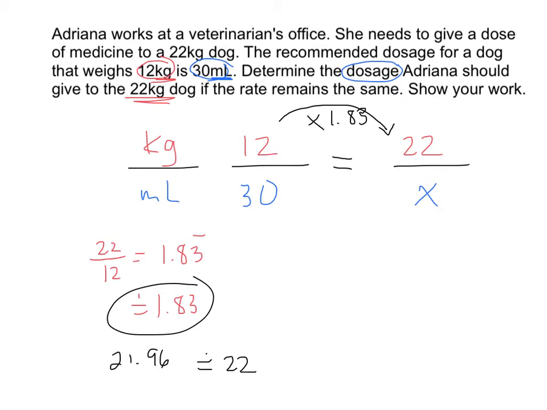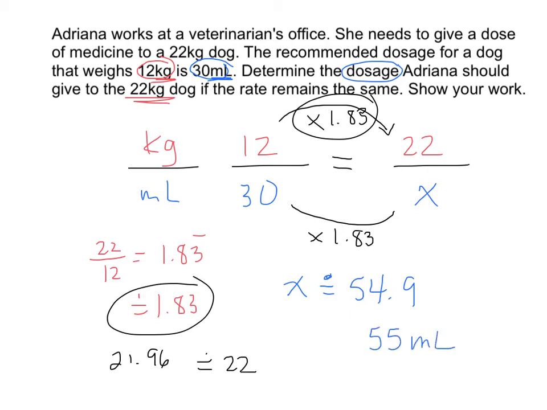Well, since we know the scale factor now is 1.83, what do you think I need to do to the denominator? Whatever you do to the numerator, you must do to the denominator. So in order to find x, I would multiply 30 by 1.83. Try that on your calculator. The answer is 54.9. X is equal to 54.9. That means that for a 22-kilogram dog, we would need approximately 54.9 milliliters. What might you round that up to? Right, 55 milliliters, rounded to the nearest milliliter.